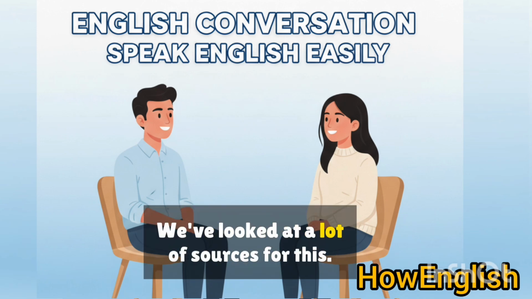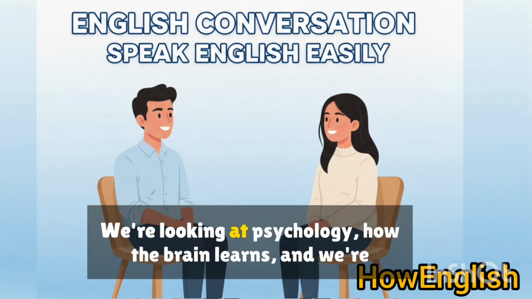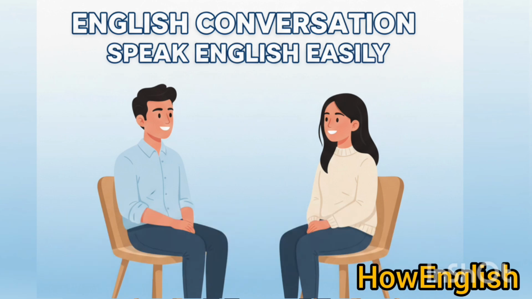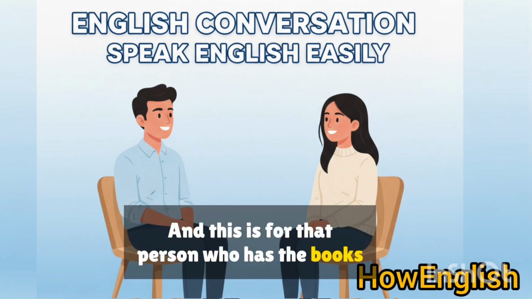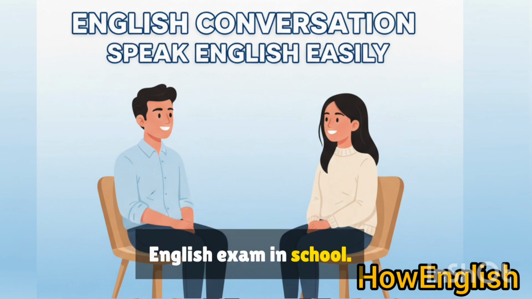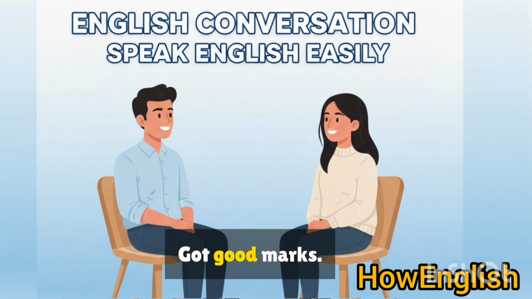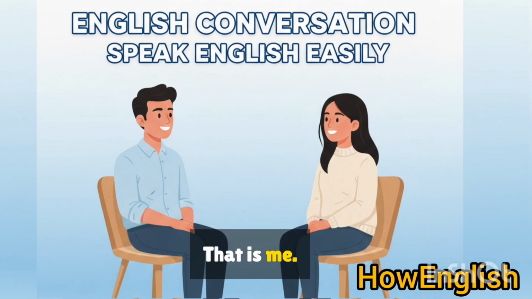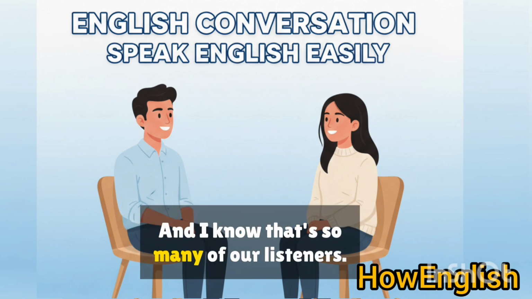We've looked at a lot of sources for this. We're looking at psychology, how the brain learns, and we're going to explain something we're calling the grammar gap. And this is for that person who has the books on the shelf, the person who passed the English exam in school. Yeah, got good marks. But is the person who stays quiet in the meeting. That is me. 100%. And I know that's so many of our listeners.